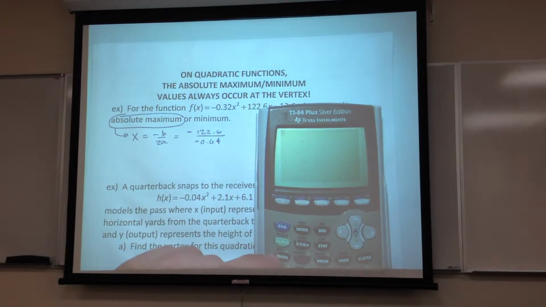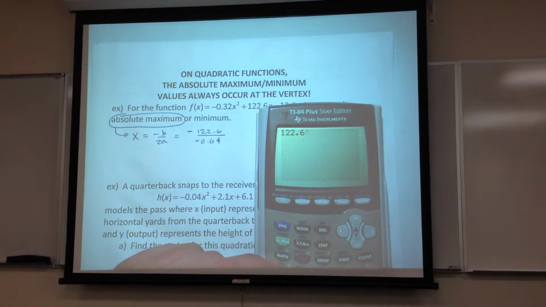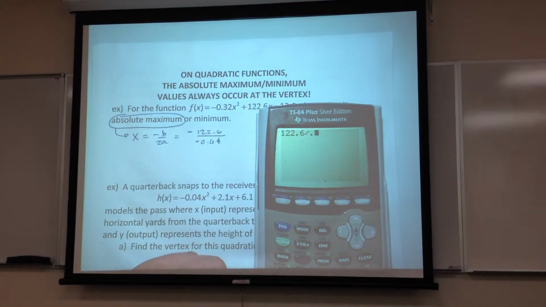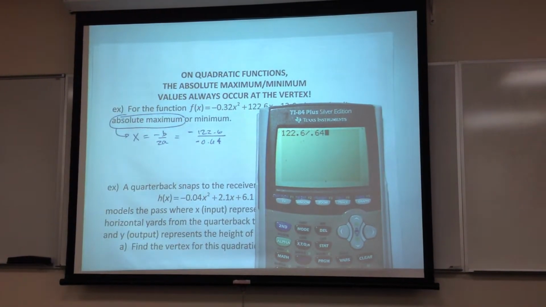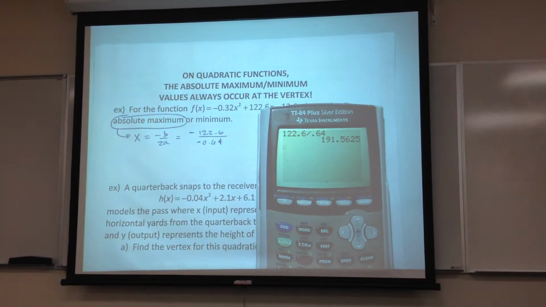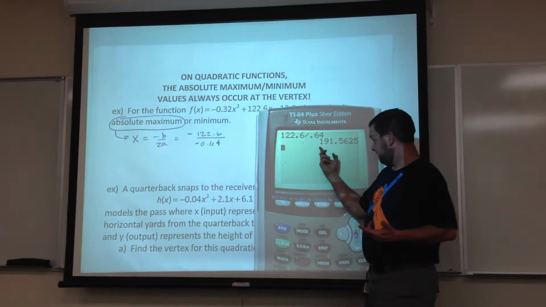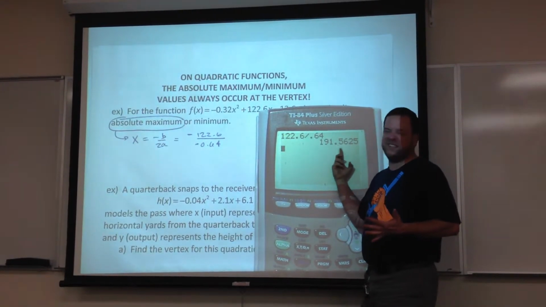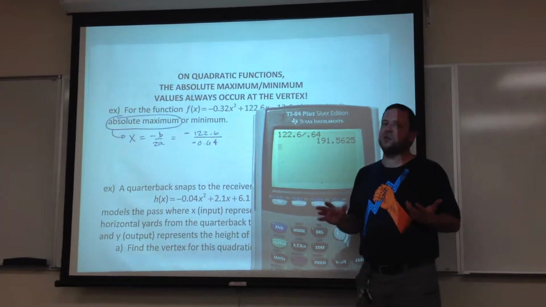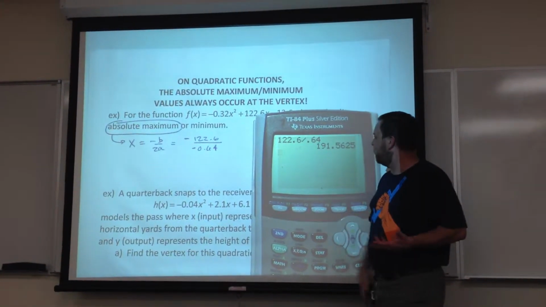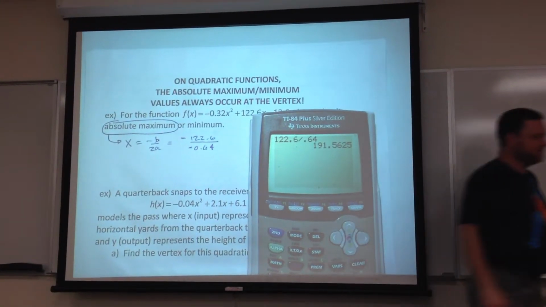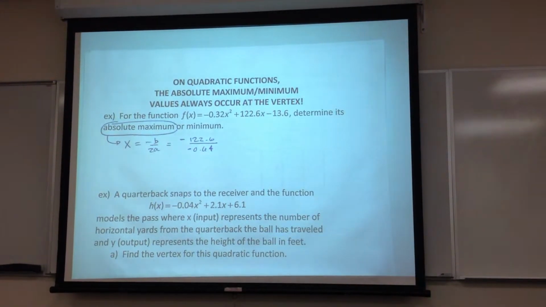So let me crunch this one out on the calculator. Negative 122.6 divided by negative 0.64. My negatives obviously are going to cancel. And that gives me this as the x-coordinate of my vertex: 191.56. If you go to the nearest tenth, it's okay to approximate it. So that's roughly 191.6, approximately, for my x-coordinate.